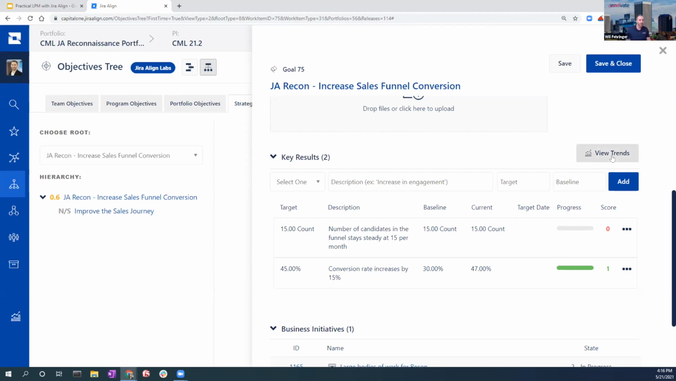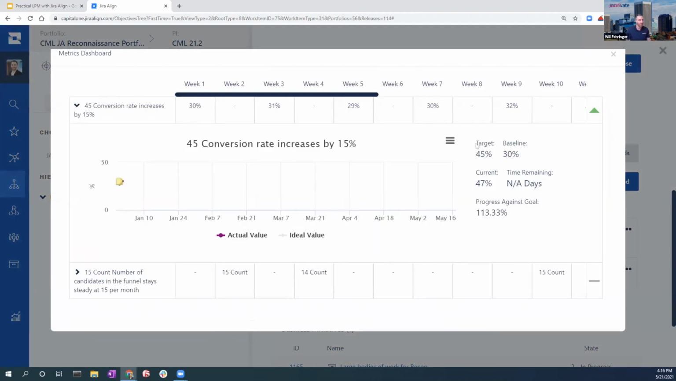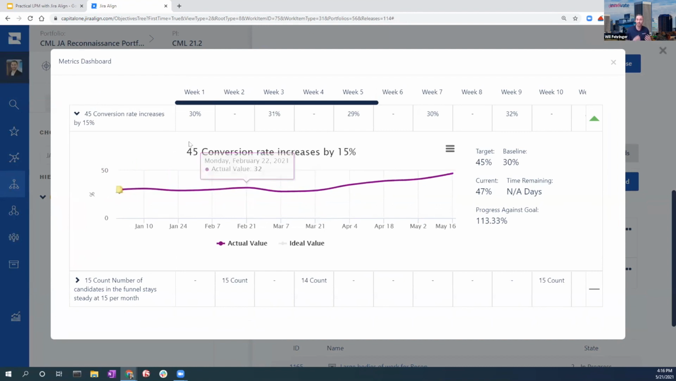And then Andrea, this was the View Trends button that we were looking at. Under our key results, if you hit View Trends, that is where we can see this metrics dashboard. It just shows over time how our key results have moved, and gives us this line graph of how the key results have changed over time.